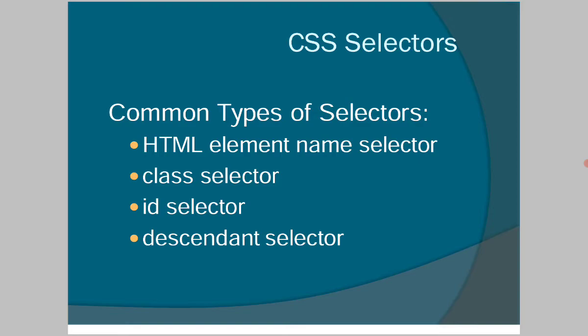So what is a selector? A CSS selector is also called an HTML element name selector. All the HTML elements are also called selectors, HTML selectors. For example, the p tag, p means paragraph tag, and the body tag, all are HTML selectors.